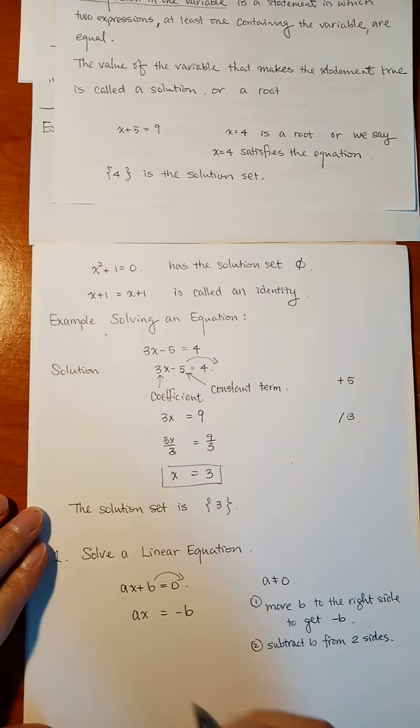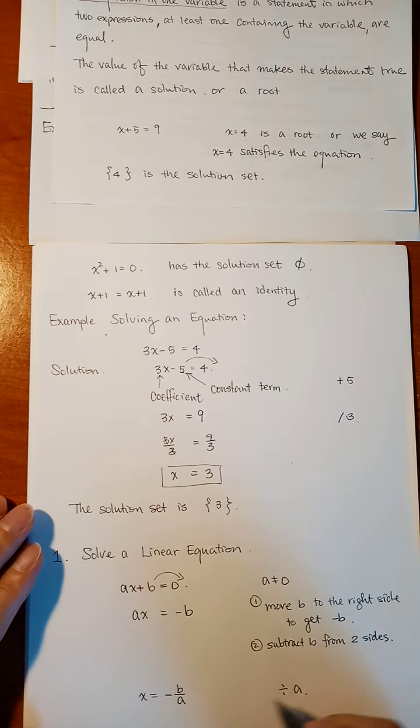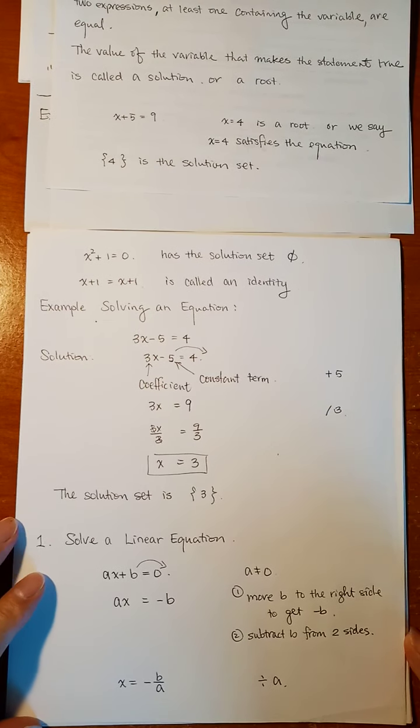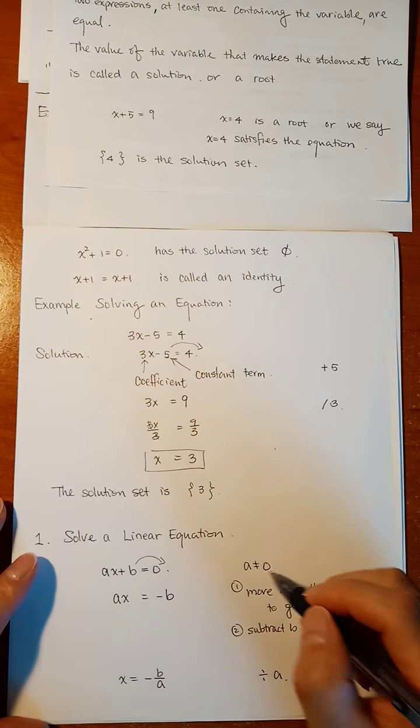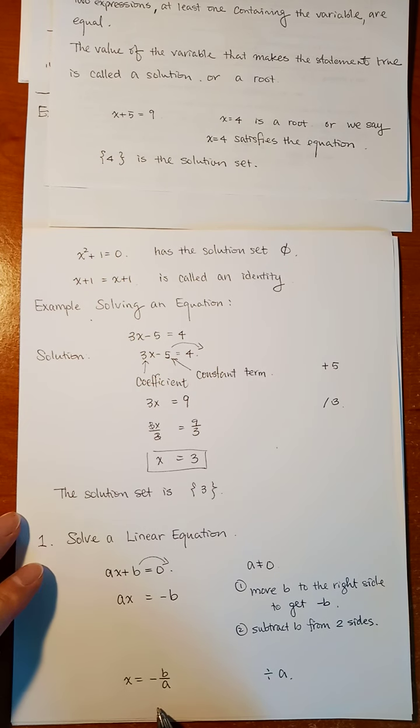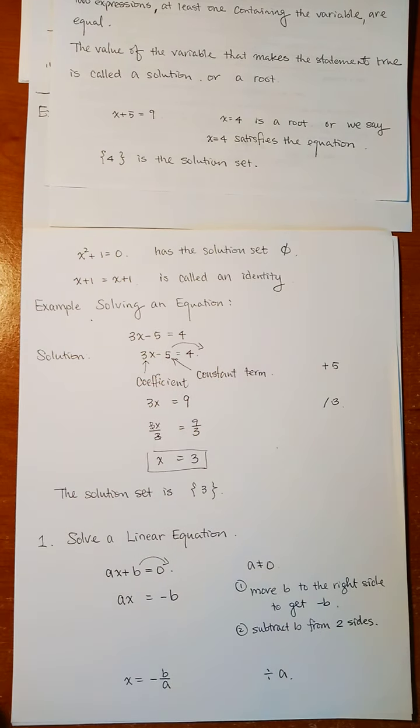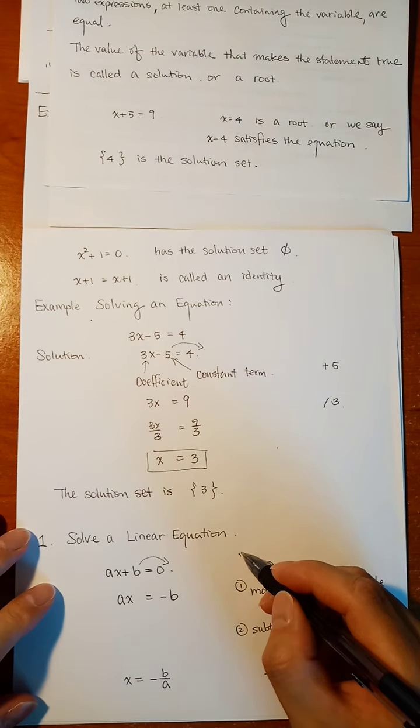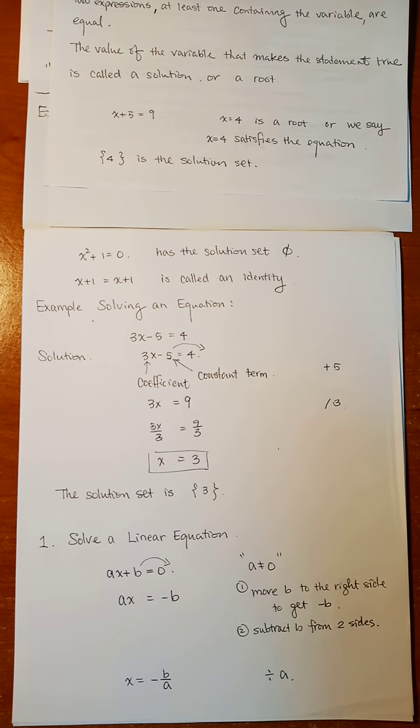And then we're going to divide two sides by a. We will get negative b over a. Be careful here, we assume this a is not zero, so this is possible. We can do the division by a non-zero number. So this is important. Okay, so that's a complete solution of a linear equation.